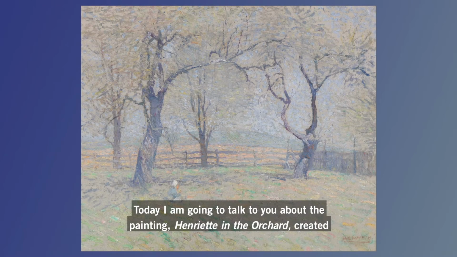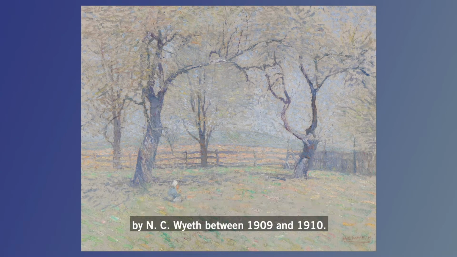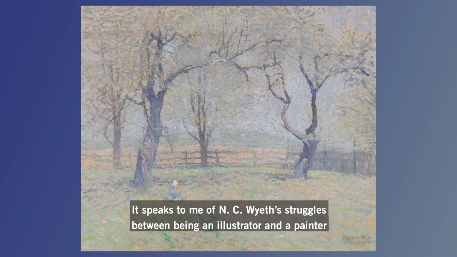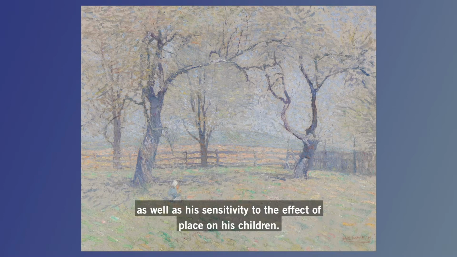Today I am going to talk to you about the painting Henriette in the Orchard, created by N.C. Wyeth between 1909 and 1910. I was drawn to this painting as it is so different from Wyeth's bold illustrative style, and it speaks to me of N.C. Wyeth's struggles between being an illustrator and a painter, as well as his sensitivity to the effect of place on his children.